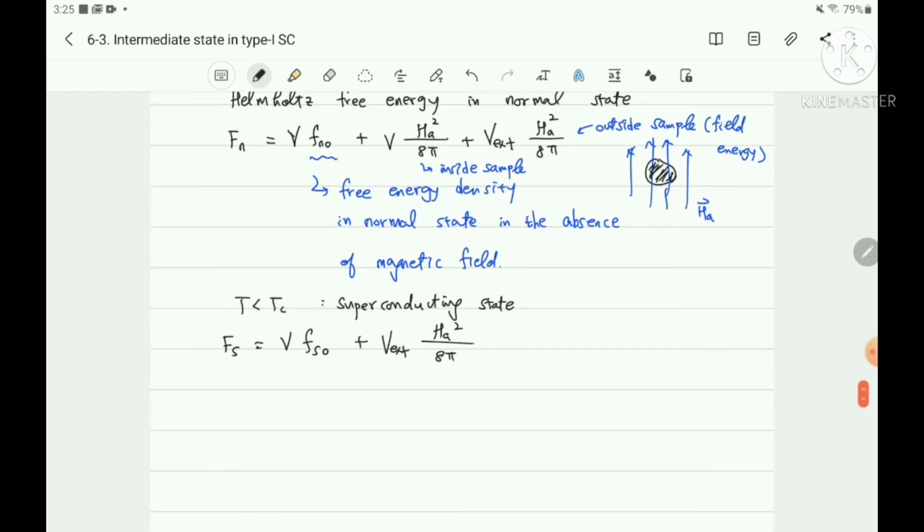And therefore, the energy difference, Fn minus Fs, it is energy difference. Let's subtract it, and then V(Fn0 minus Fs0), and also cancel with each other, and plus V HA square over 8 pi.